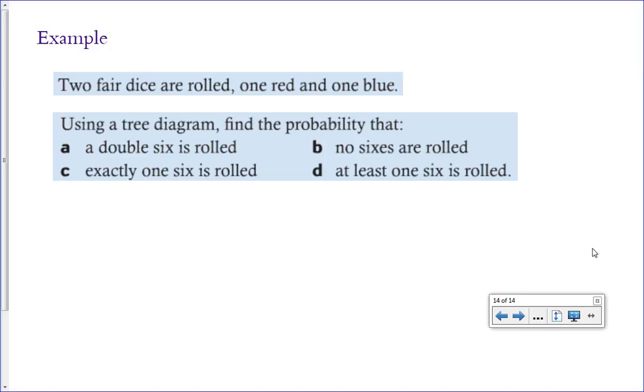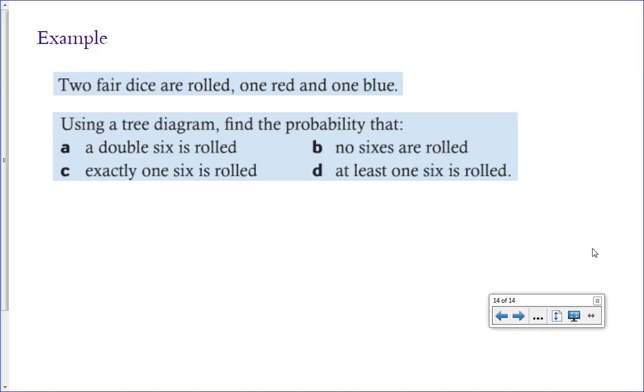another 6. For part B, no 6s are rolled. So this is not a 6 followed by another not a 6. So 5/6 times 5/6. We always multiply to get to the end of a branch. So 25 over 36.